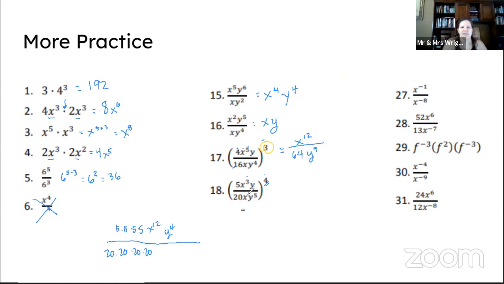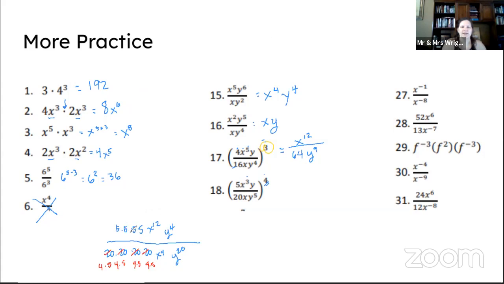And then x to the power of 1 times 4. So x to the 4th. And y to the power of 5 times 4. So y to the 20th. So here's where I'm going to break down my 20s into 4 times 5. 4 times 5 and 4 times 5 and one more 4 times 5. I used up those 20s, so I'm going to cross them out.